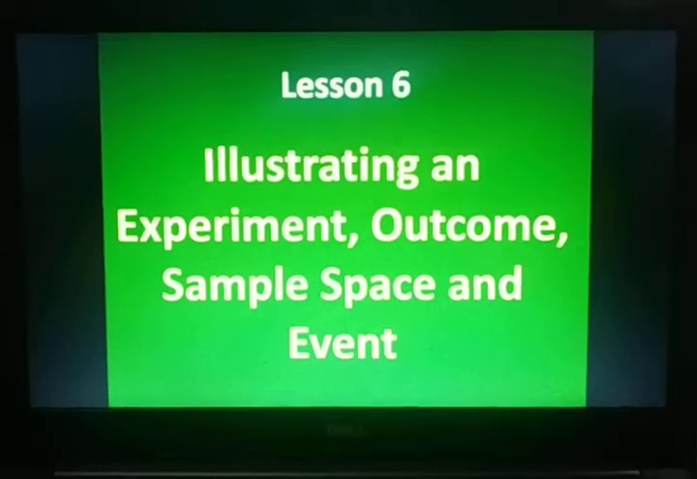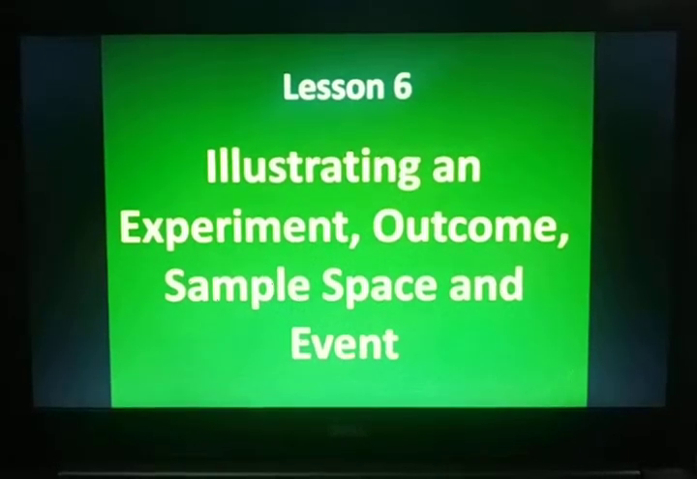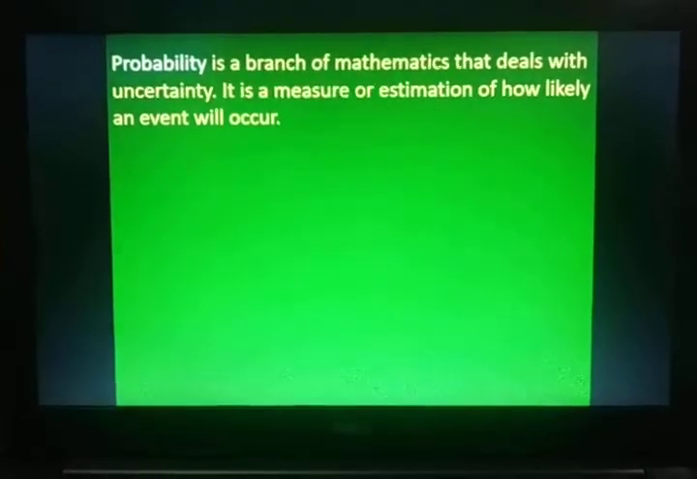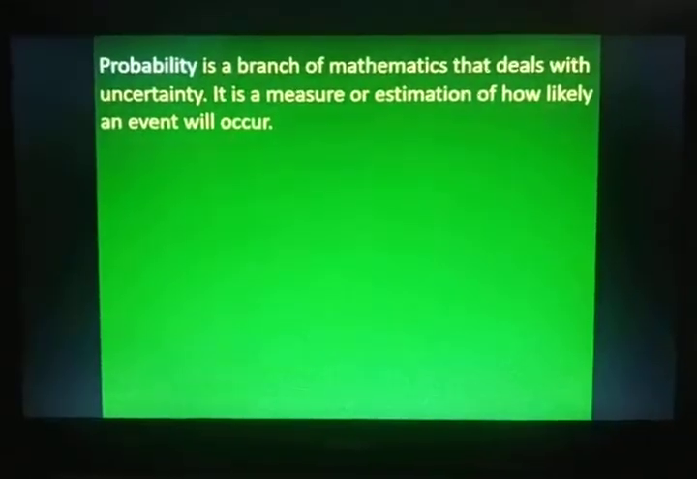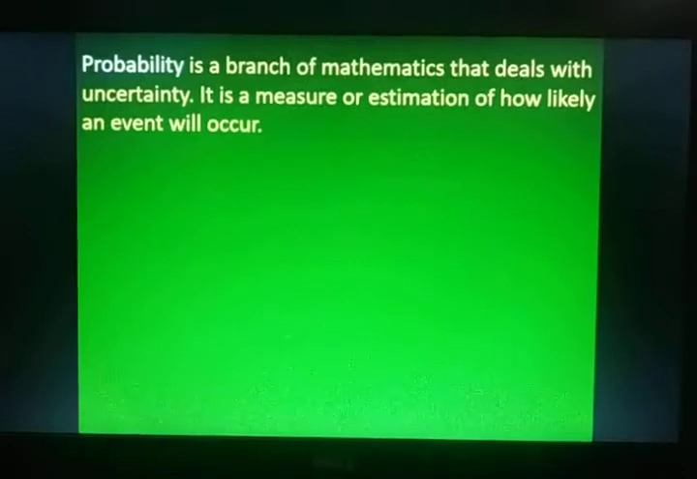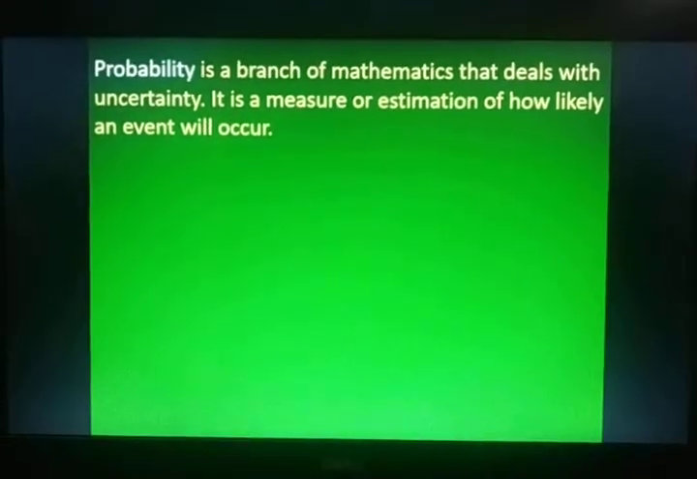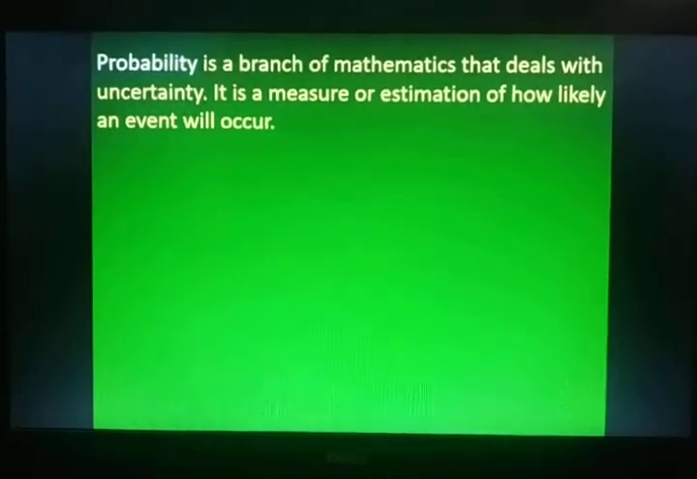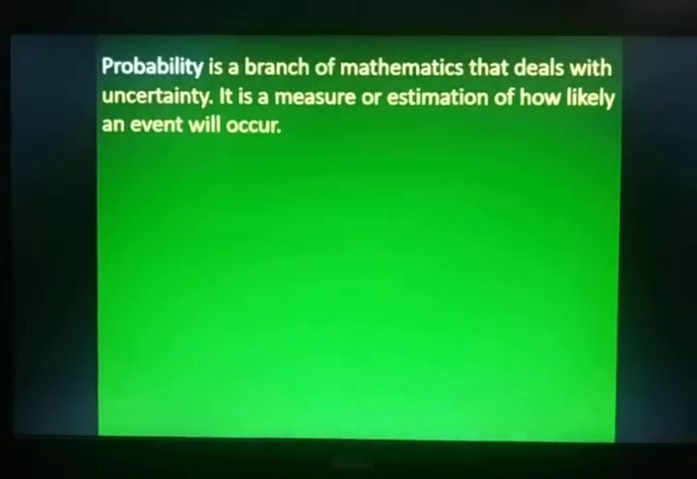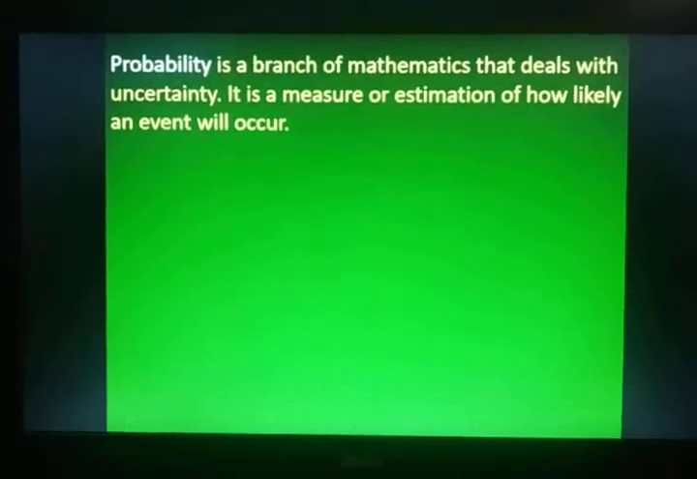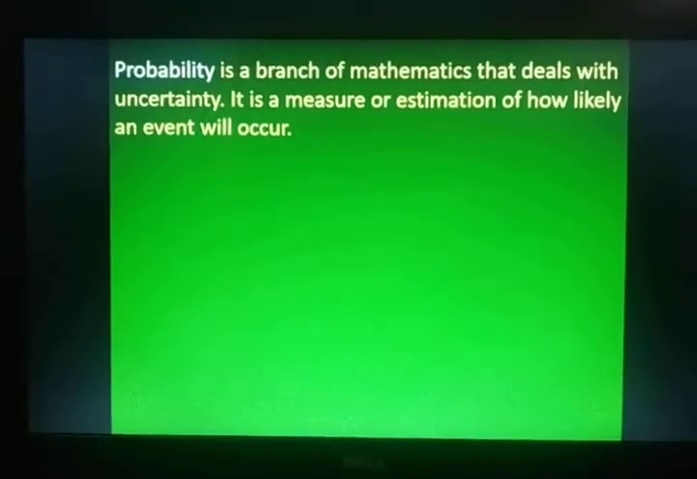Experiment, Outcome, Sample Space, and Event. Let's continue. We are talking about probability. Probability is a branch of mathematics that deals with uncertainty. It is a measure or estimation of how likely an event will occur. And whether we like it or not, probability has many uses in our daily lives.